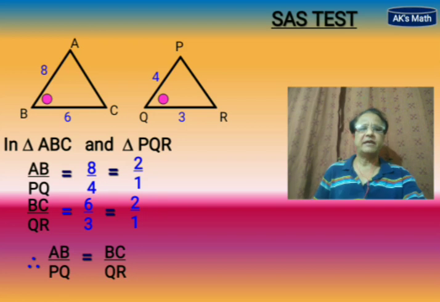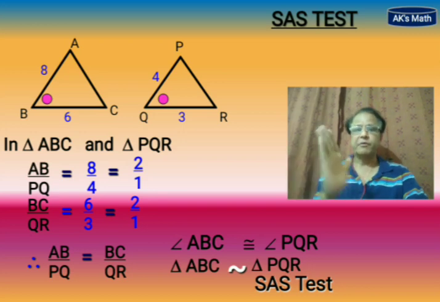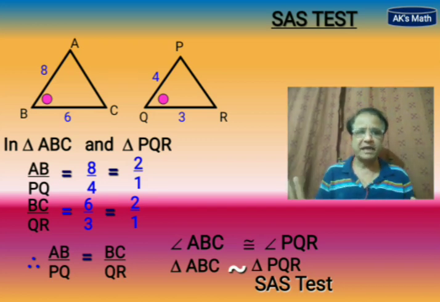So these two ratios are equal, including angle ABC is congruent to angle PQR. So this test is the SAS test of similarity, which is very simple. When two pairs of sides are in proportion, and one pair of angles is congruent, the including angle must be between the two sides; otherwise it does not work.